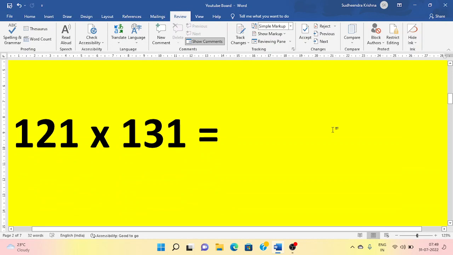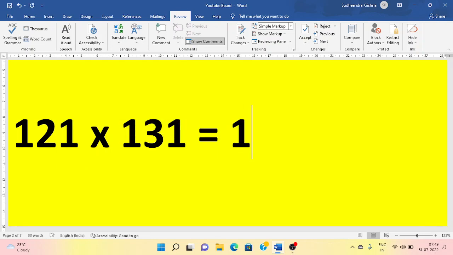If you observe these two numbers 121 and 131, both have 1 in the hundreds place and units place. This is the common feature among these two numbers. Today I will show you how to multiply such numbers. Put 1 as it is on the right portion and the left portion of the answer.